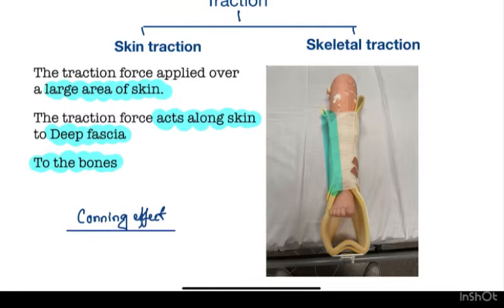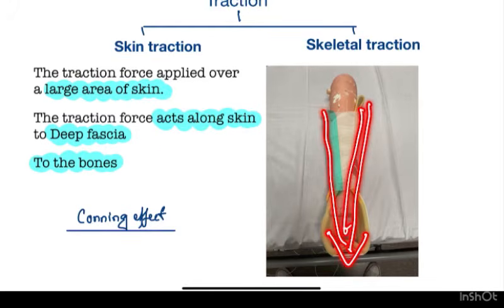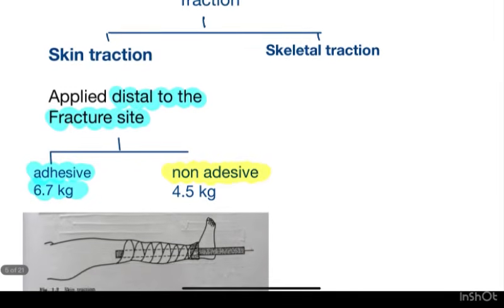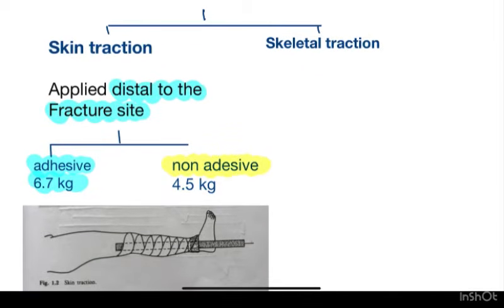There is a coning effect, that is the traction force is acting over a large area of the skin which is transmitted to the deep fascia and ultimately to the bones, forming a coning pull. Alright, skin traction is applied distal to the fracture site for effective traction.